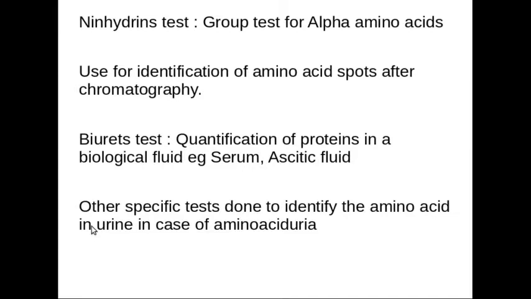The other specific tests of amino acids like the Sakaguchi's test, lead acetate test, p-dimethylaminobenzaldehyde test, xanthoproteic test, these are used for detecting various amino acids in the urine and hence diagnosing aminoacidurias.